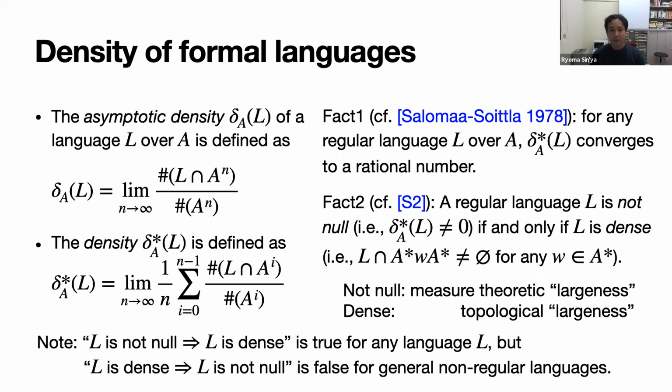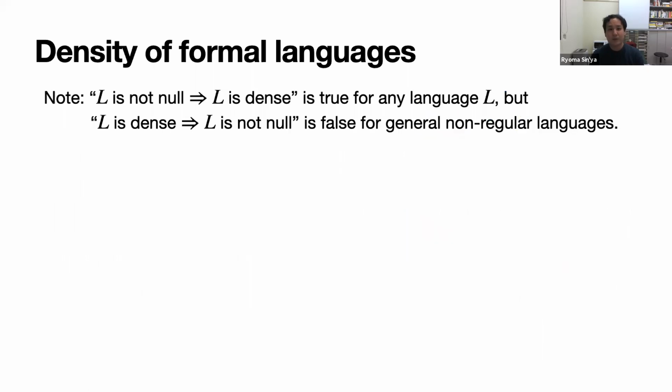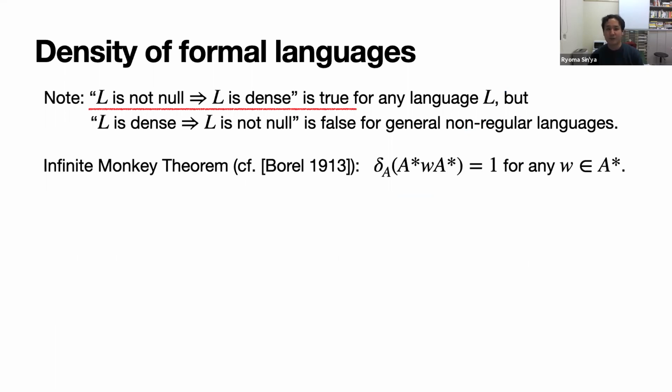Okay, so we want to note that not null implies dense is true for general languages, but the converse direction is not true beyond regular languages. Okay. So I want to explain this fact further. This direction is always true because we can show that by using the well-known classical infinite monkey theorem. It states that every ideal language is of density 1.